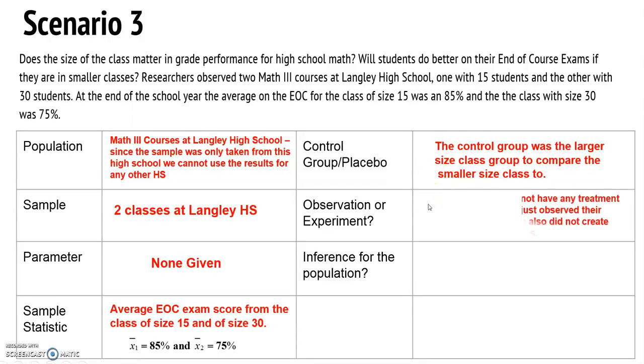Was this an observation or an experiment? In this case, this was actually an observation. They didn't have any treatment applied to them. They just observed their scores. The researchers also did not create the large or the small class sizes. This could have been an experiment if they had made the class sizes from the beginning and randomly assigned students to class size 15 and class size 30. But since this was already set up, that's what makes it an observation instead of an experiment.